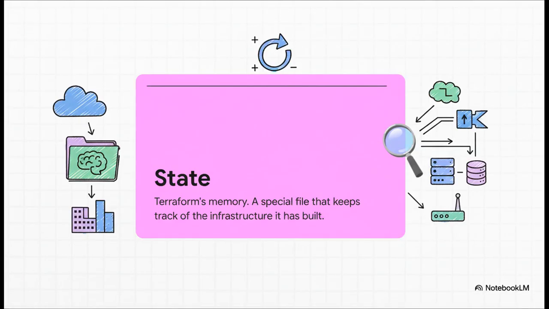Now, this is a big one. How does Terraform know what it's already built? The answer is the state file. Seriously, just think of it as Terraform's memory. It's a special file that keeps a record, mapping your blueprint to the real stuff it created in the cloud. This is so important. Without it, Terraform would just be guessing, maybe even destroying and rebuilding things by accident. The state file is what allows Terraform to make really precise, predictable changes.